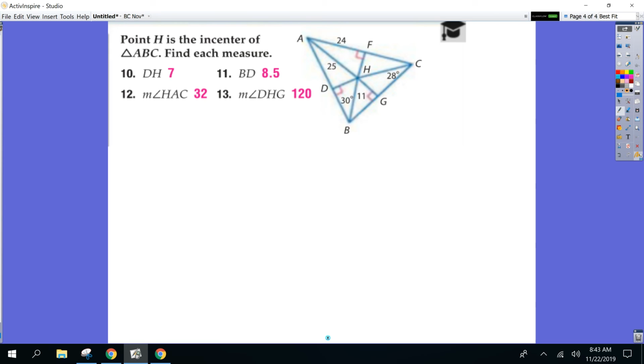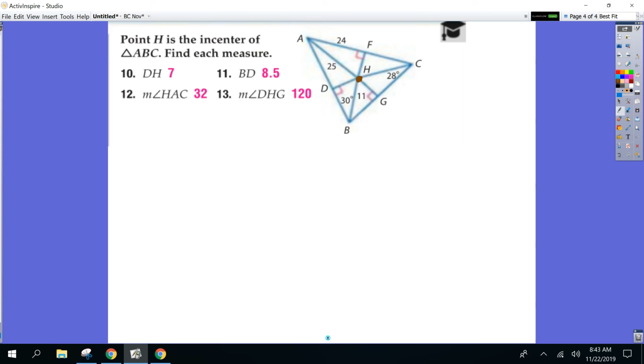Went over a little part of this when I was going over the chart. H is the in-center. We said all these line segments, AG, CD, and FB are all what? These are all angle bisectors. Does everyone understand why? Because that's the in-center. That's how the in-center is formed by the angle bisectors.